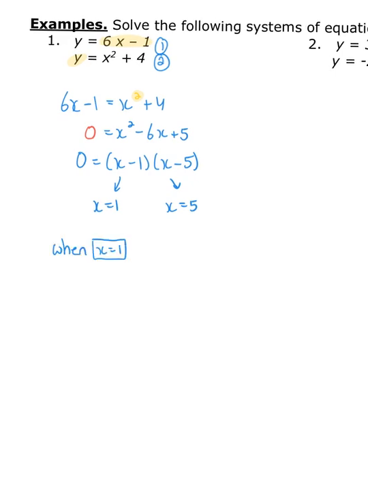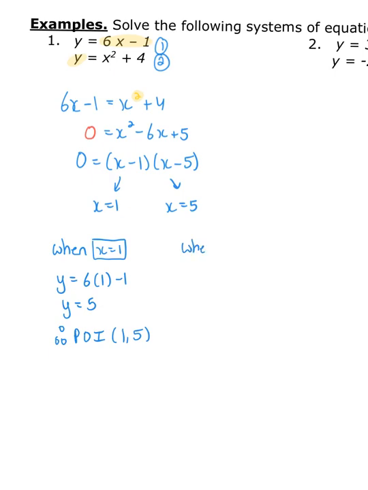So now my next step is to find the corresponding y values for each of these x values, and I'm going to do that by substituting in 1 and then 5 into either equation 1 from the beginning or equation 2. Usually it's going to be easier to substitute into your linear function, so I will use that. You will get the same for either function that you put in if your x values are correct. So y equals 6 times 1 minus 1, so y equals 5. Therefore, my first point of intersection is (1, 5).